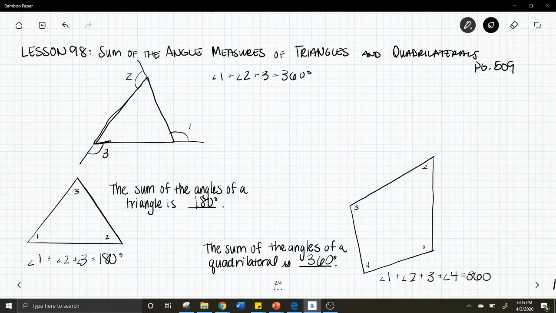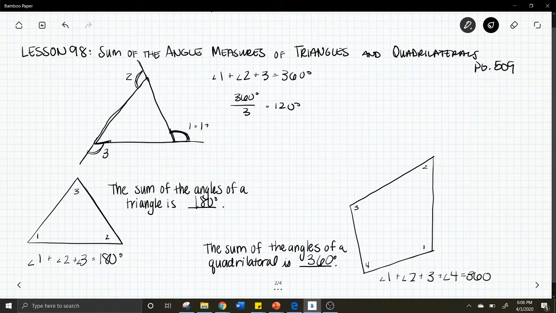Okay, so now let's say, how many degrees was this one turn? What was the average degree turn for each of these 3? Well, we would say 360 divided by 3 is 120. So we would say angle 1 equals 120 degrees.